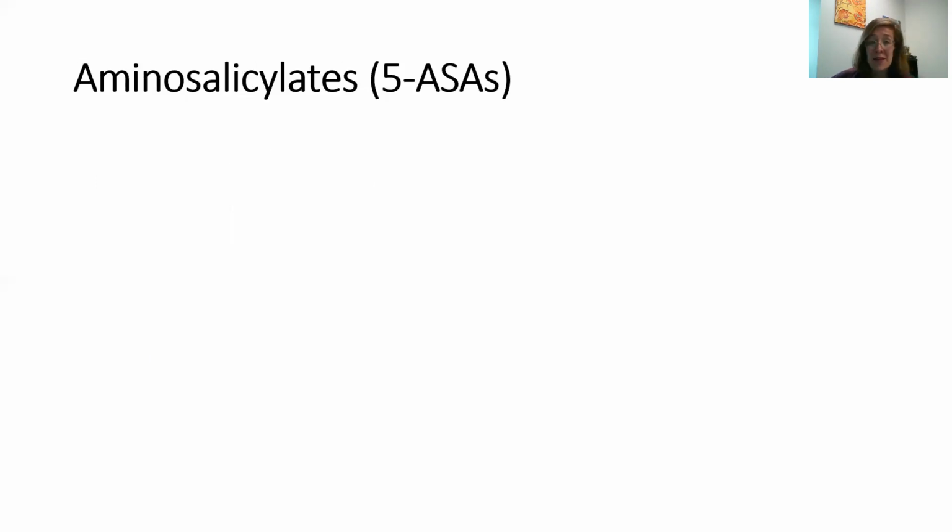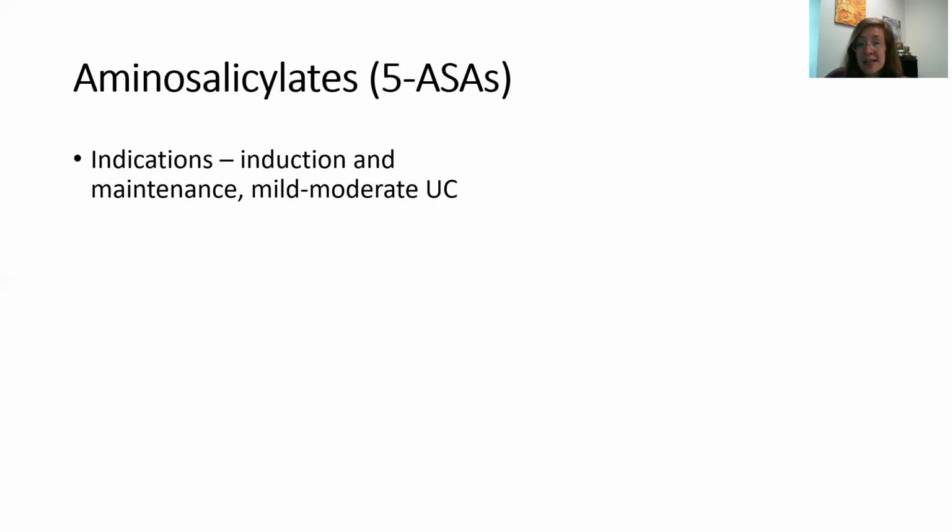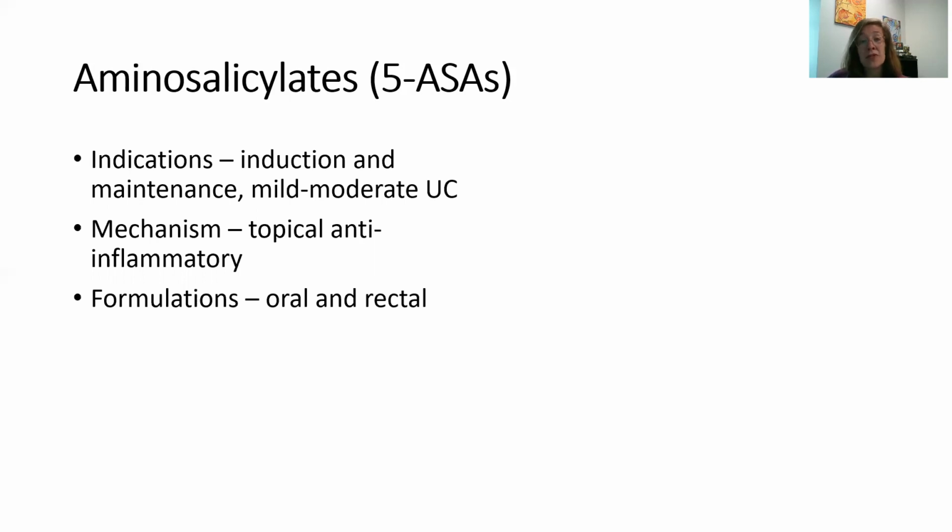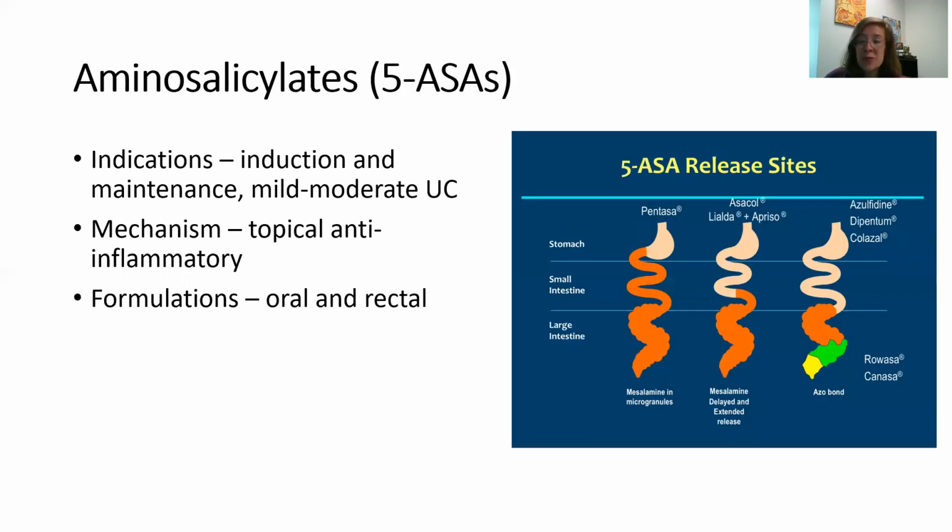Now, how about 5-aminosalicylates? 5-ASAs are indicated for induction and maintenance therapy in mild to moderate ulcerative colitis, and they work as a topical anti-inflammatory. They come in both oral and rectal formulations, and there are multiple different types, and this figure on the side can show how different types release at different places in the GI tract. So depending on where your patient's inflammation is, you can select a medication either by mouth or rectally that hits the areas where the inflammation lives.